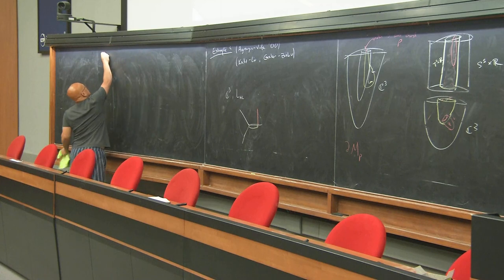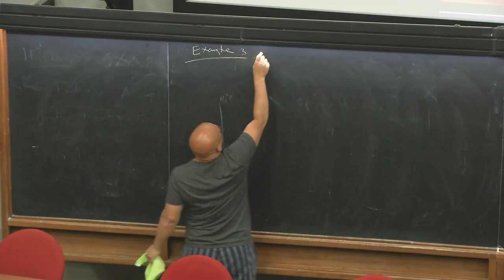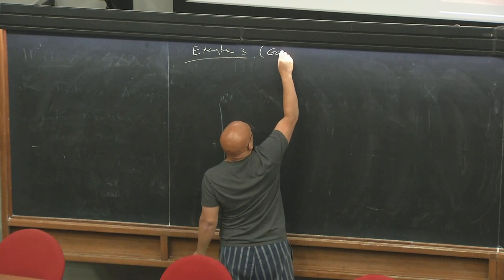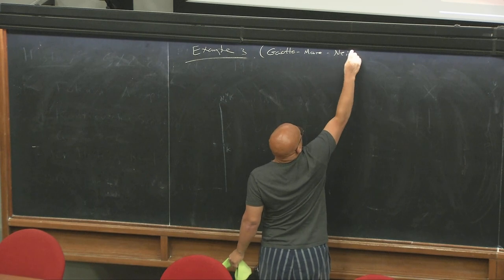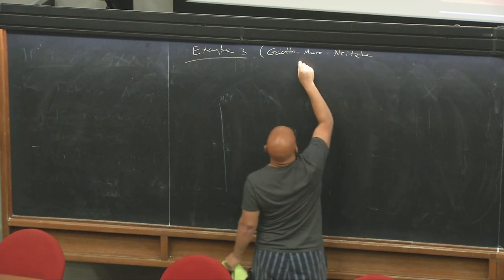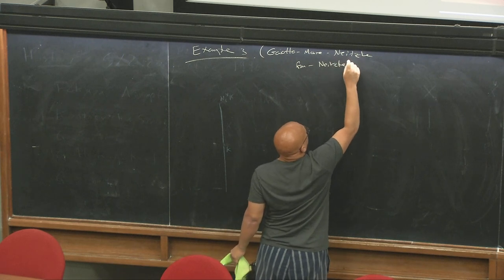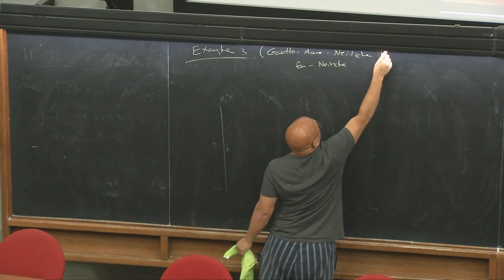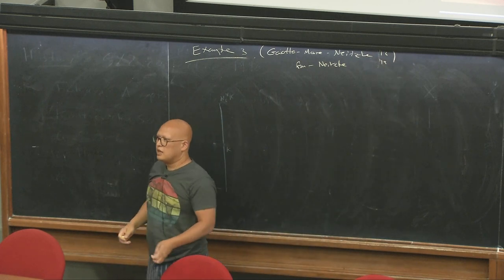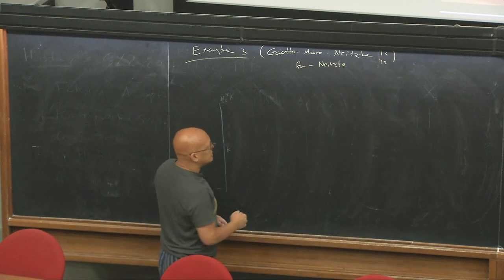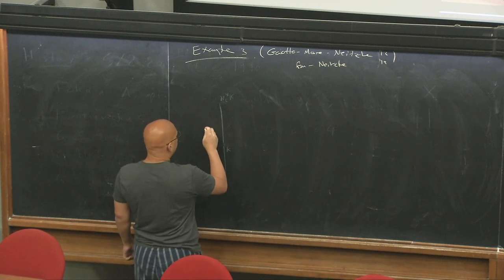Example 3. This example is related to the work of Gaiotto, Moore, Neitzke and the work of Fan and Neitzke. This is like in 2012, and this is like in 2019 or something. Since I'm maybe low on time, I'll just describe the relevant geometry.